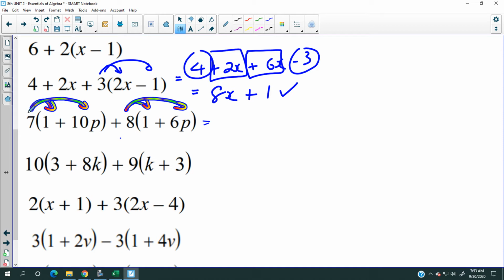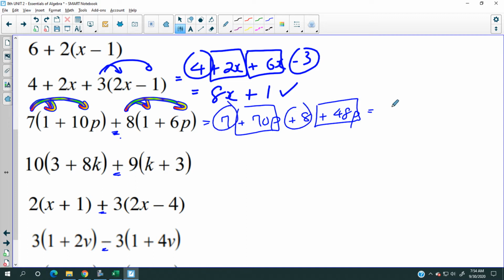All right, so 7 times 1, that's 7. Now this one, you really got to rewrite everything. Positive 7 times 10 is 70p. 8 times 1 is positive 8. Be careful with the signs. I think you guys all got the technique down with the multiplication. Careful with the signs, especially the ones right down the middle. So that's 70p plus 8, and then 48p. Combine like terms. So that's 118p plus 15.